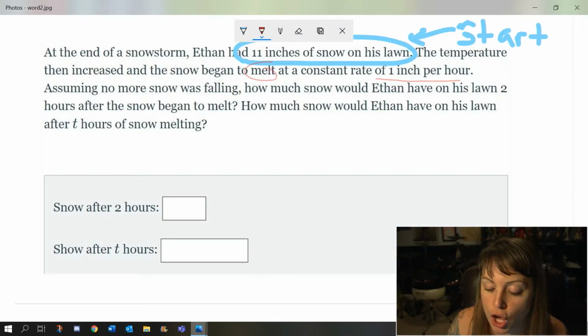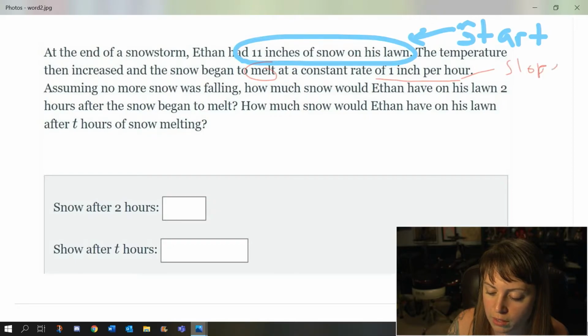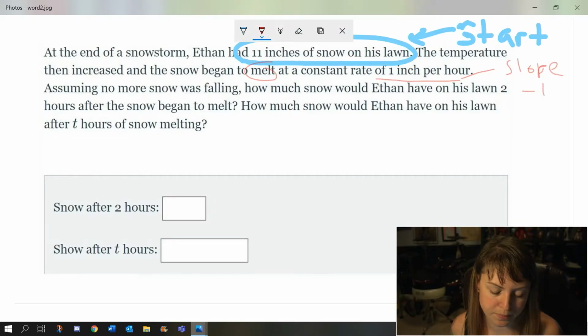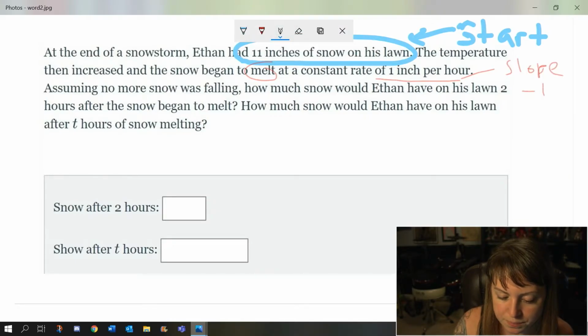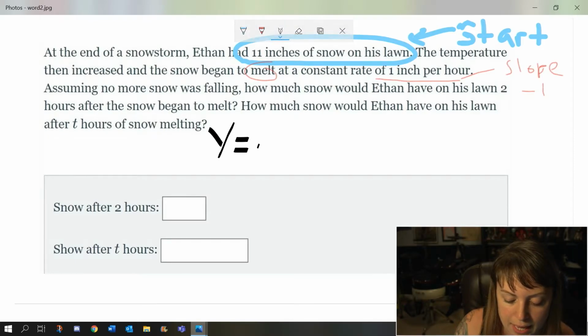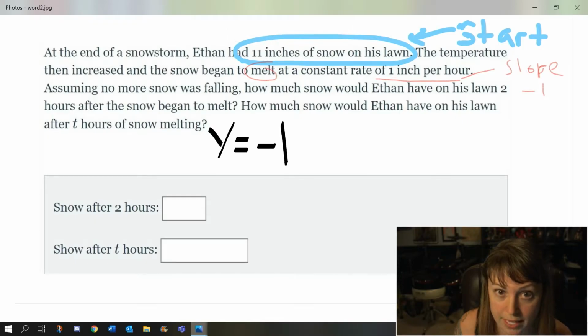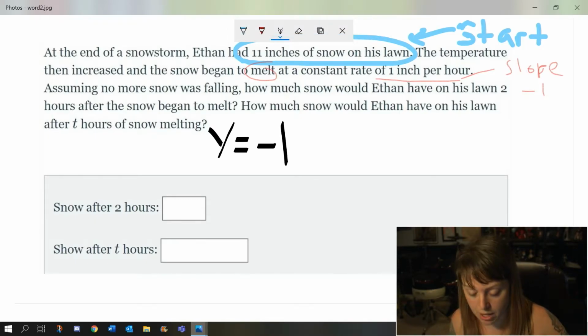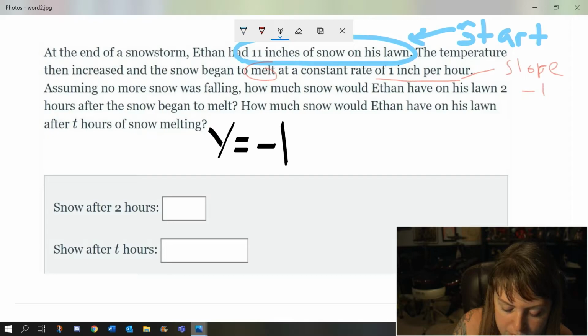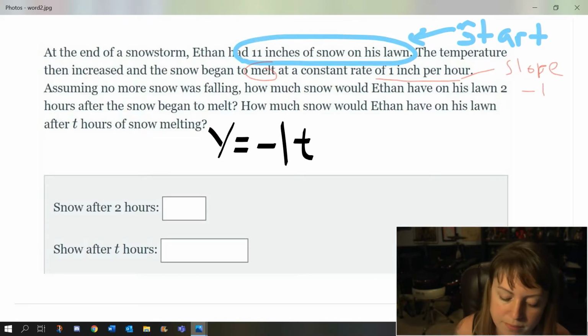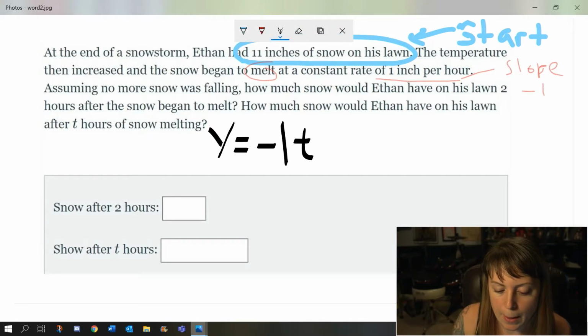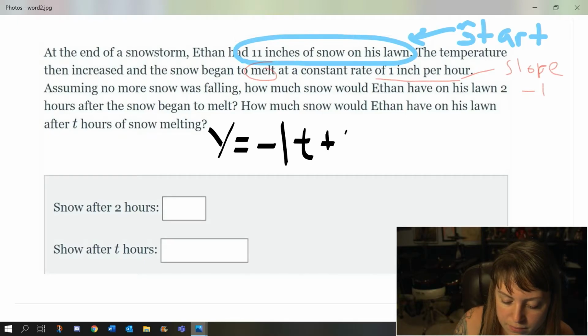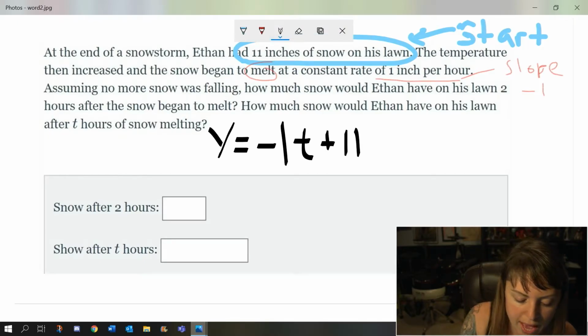So my slope is going to be -1. Negative 1. So when I write my equation, I'm going to have y equals negative 1. That's my negative 1 inch because I'm melting for every t hours. So I'll use t because it's t. But I started with 11. So that is my equation.